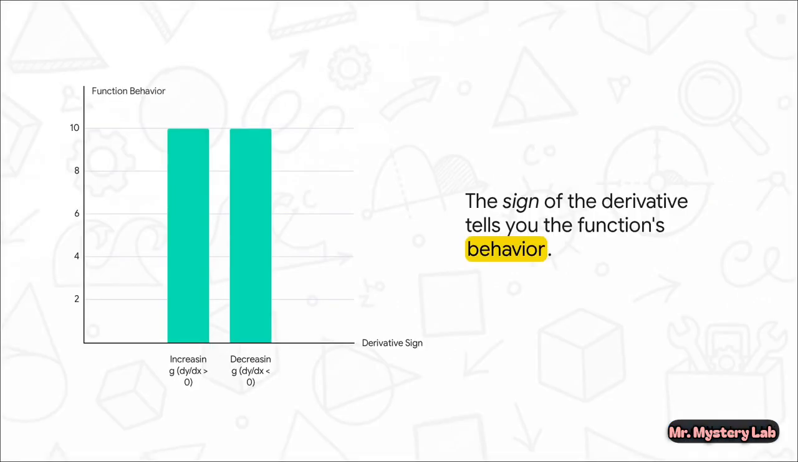Just by looking at its sign, we instantly know what our original function is doing. If the derivative, the slope, is positive, hey, the function's increasing. If it's negative, the function's decreasing. It's a super simple, immediate insight into the trend of any system.